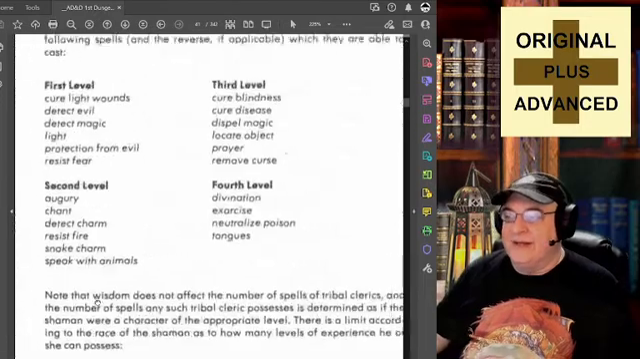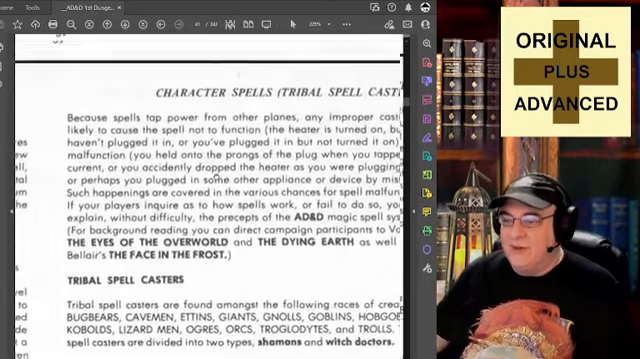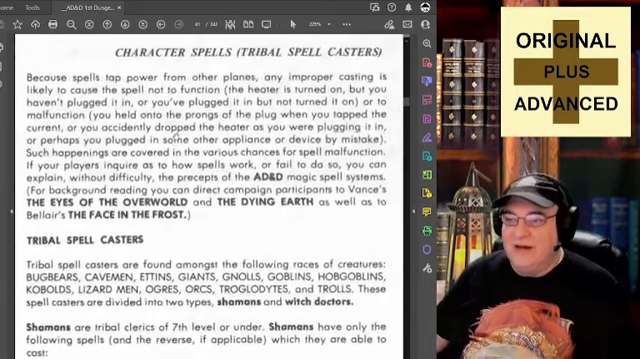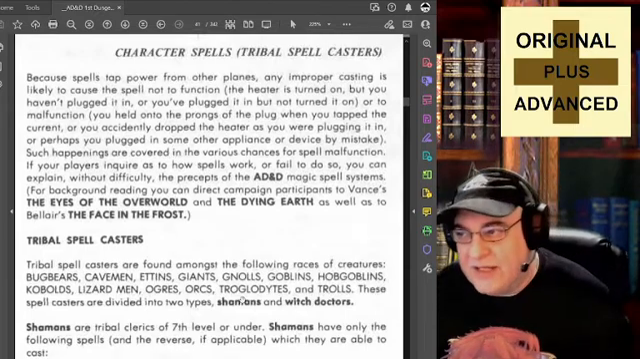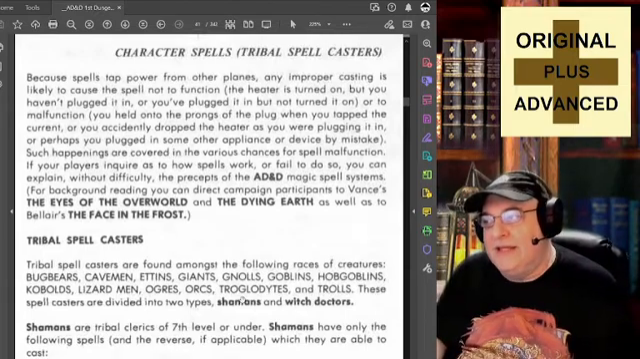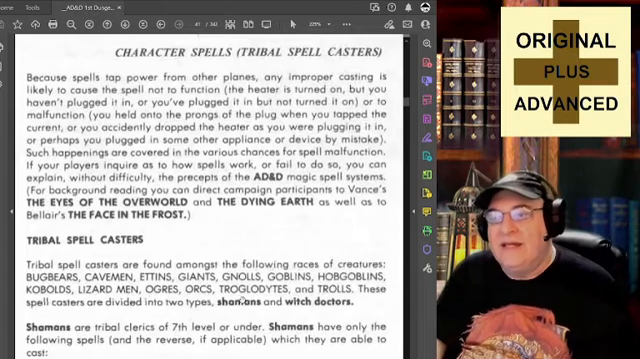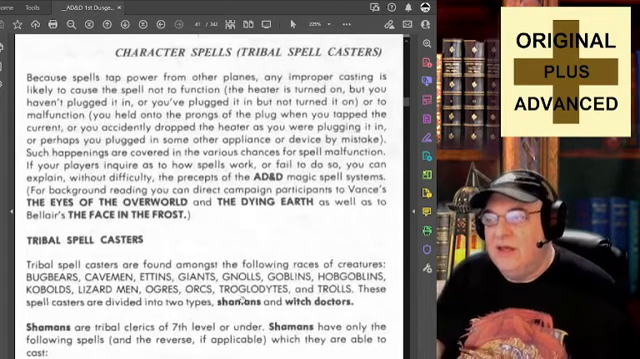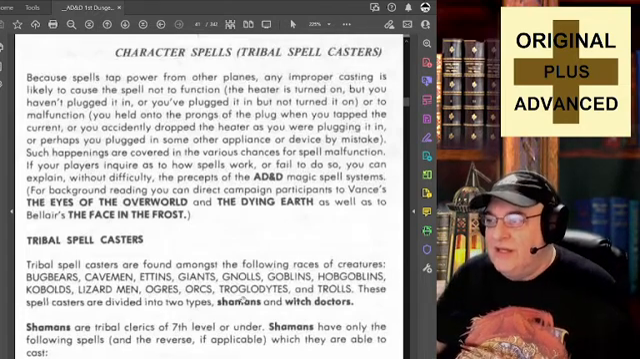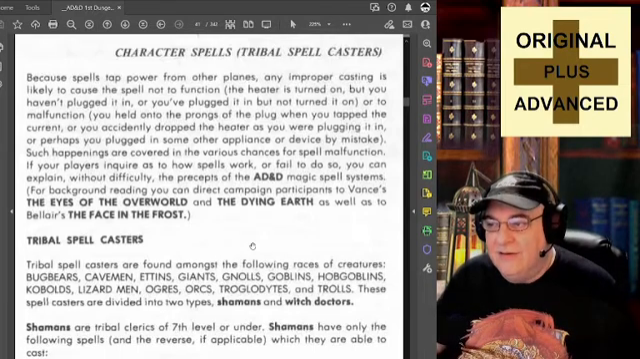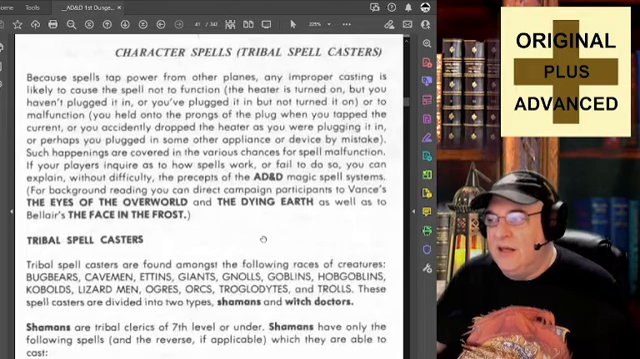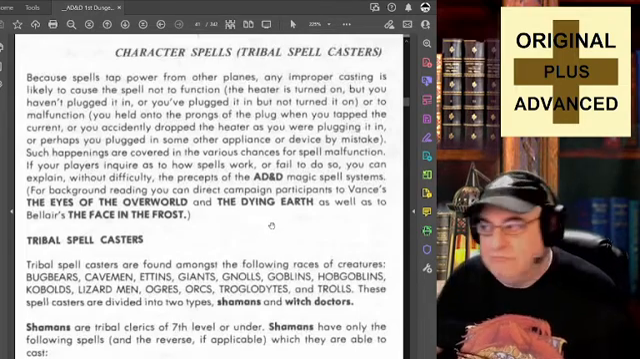So far, so good? Just one last chunk over here. Because spells tap power from other planes, any improper casting is likely to cause the spell not to function. The heater is turned on, but you haven't plugged it in. Or you've plugged it in, but it is not turned on.